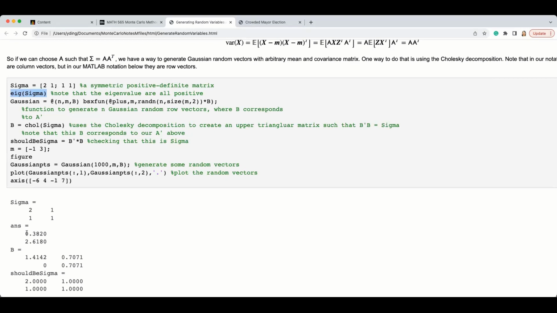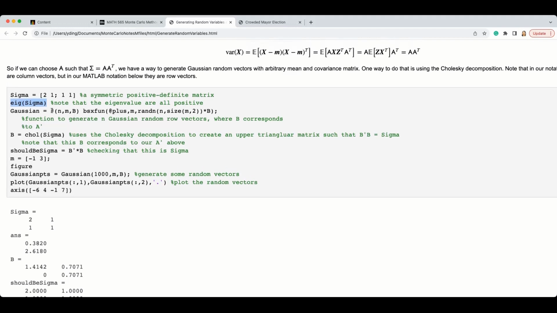Why do we want to check the eigenvalue? Because for a positive definite matrix, we know all the eigenvalues should be positive. If you see something negative, then something is wrong. You cannot do that. And then here we just define this Gaussian. This one is very simple. N is the sample size, so the number of vectors you want to generate. Be careful here: we generate one row, it's a row vector. It's a little different from what we generated before, where the vector was a column vector, because n is the sample size.